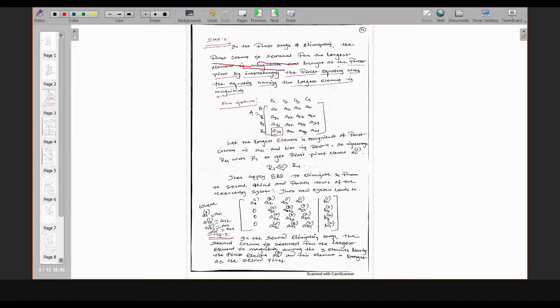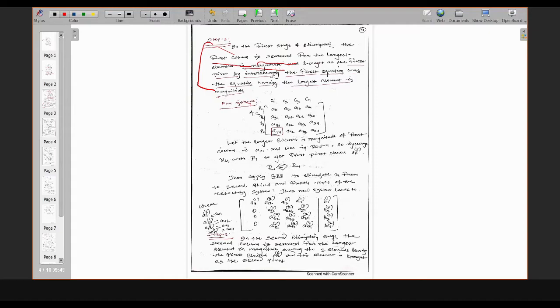Okay, so in step 1, in the first stage of the elimination, the first column is searched for the largest element in magnitude. You have to write such a thing, then you will get the 5 marks. If you just write the elements, we can't give you the marks. You have to write in full lines, provide the full details and your explanation, so that your teacher can understand.